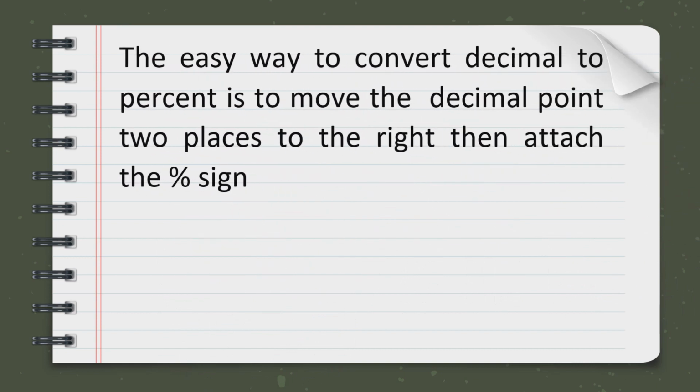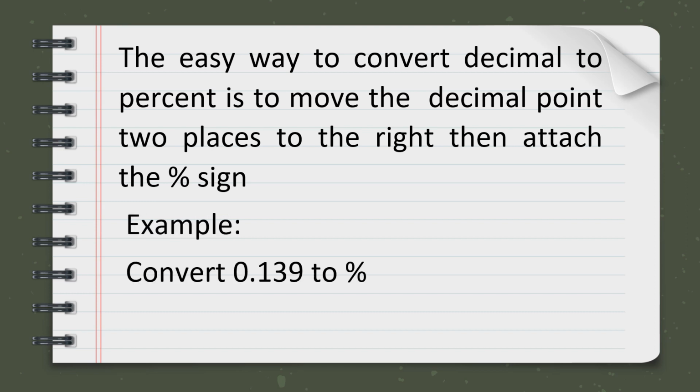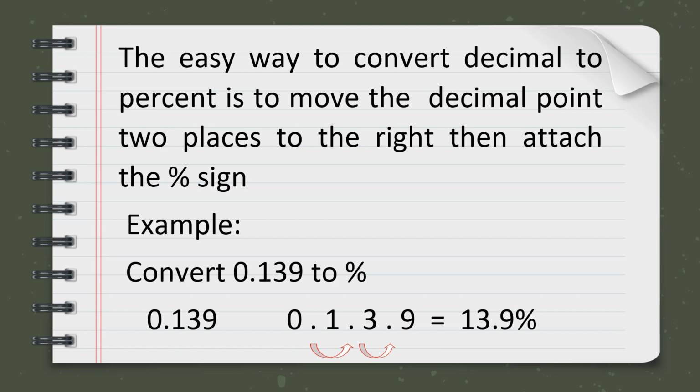There is an easy way to convert decimal to percent. This is to move the decimal point 2 places to the right, then attach the percent sign. Example, convert 0.139 to percent. 0.139, moving the decimal point 2 places to the right, will give us 13.9%.